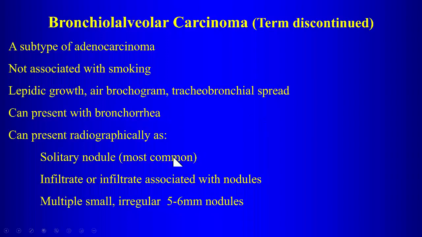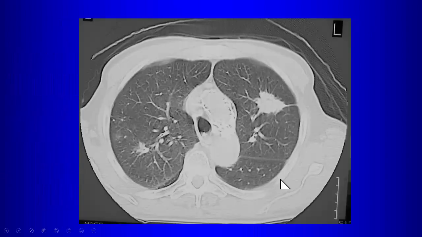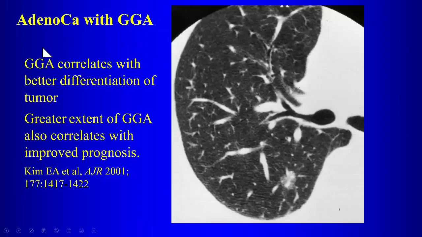In terms of the radiographic presentation, a solitary nodule is still the most common, although it's notorious for presenting as consolidation. And if it spreads through the airways, it can present as so-called acinar nodules. These are small, fluffy, 5 to 6 millimeter nodules. So a solitary mass is still the most common presentation of these tumors, but they can be multifocal. Notice that there's more than one focus of tumor here. And ground glass attenuation associated with lung cancer tends to indicate better differentiated portions of the tumor. So it's associated with a better prognosis, okay?